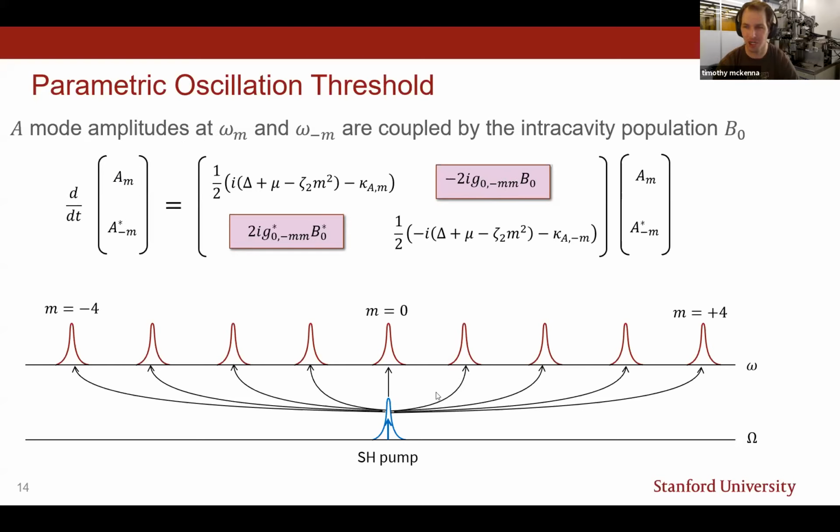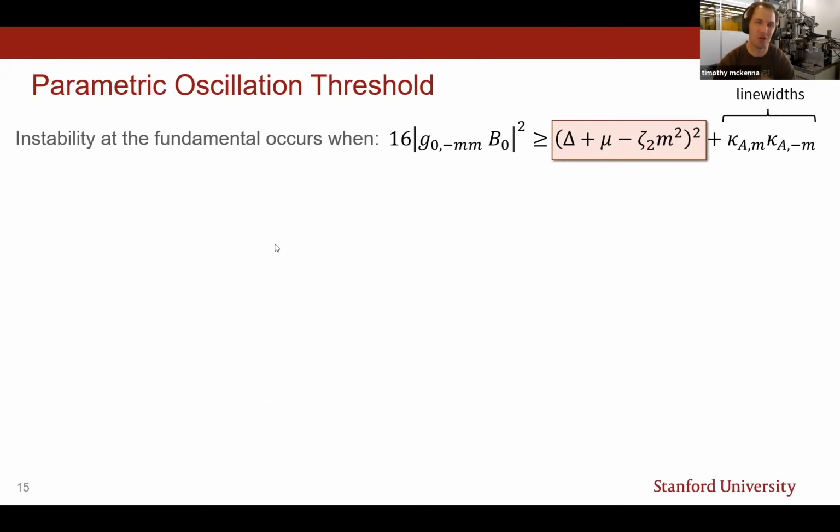This cartoon shows that, where you have omega M and omega minus M coupled through the intercavity population of the SH pump. Now we'll talk about the diagonal terms. When you look at the instability condition, which is the condition for oscillation of your parametric oscillator, by the way, everything in this whole presentation is CW. I think maybe the next presentation is going to involve a lot of really cool multi-mode stuff, but this is all CW, so you don't have to worry about multi-mode things right now.